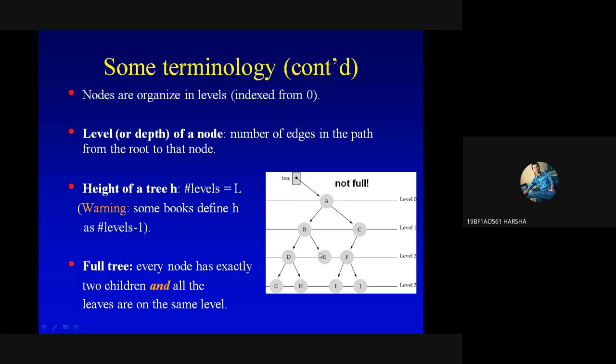Here E is a leaf node because it has no children, so it is not on the same level. It is on level 2 and the remaining leaves are on level 3. So it is not a full tree.